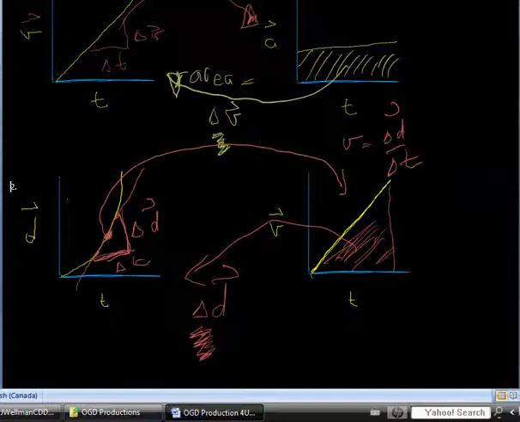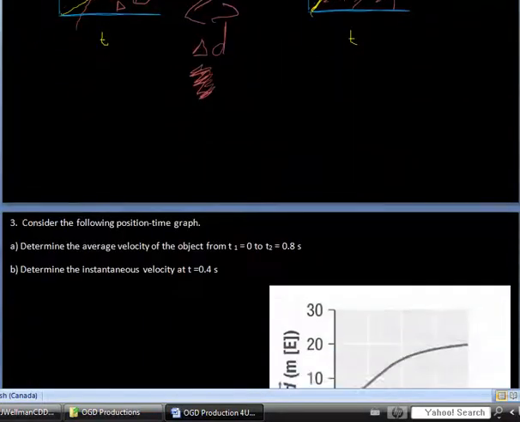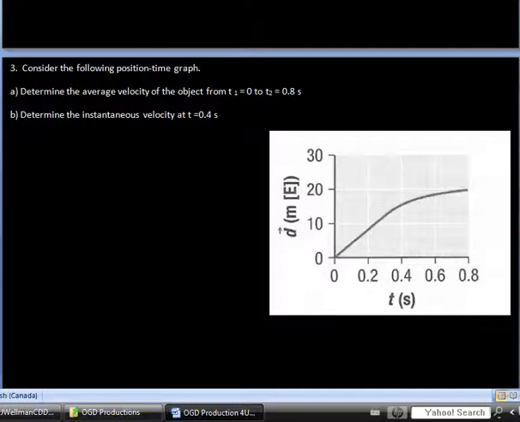Now, you had a couple of questions given on the first worksheet. Number one, it said, determine the average velocity of the object from t equals 0 to t equals 0.8 seconds. Well, that is the same as drawing a line from here to here. Okay. So you can just draw a line from here to here. Your average velocity would be equal to the slope of that line.